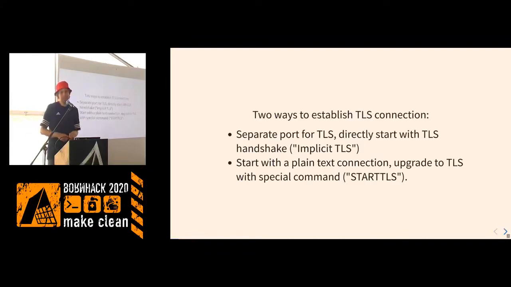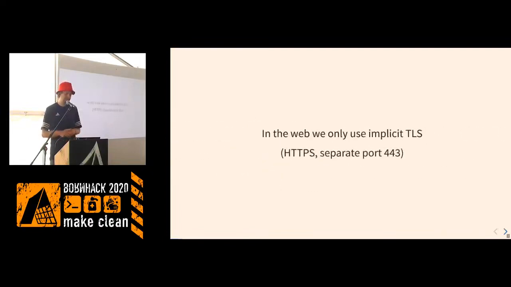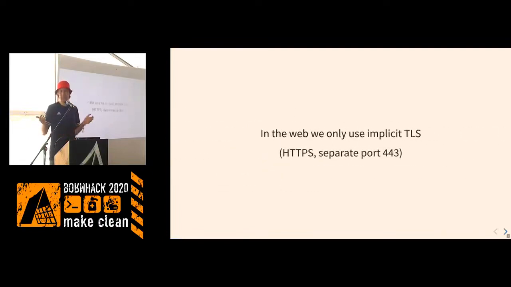And then there's this other way, which is called StarTLS, where you have a protocol that is plain text, and then you have some mechanism where you can upgrade this plain text protocol into an encrypted and authenticated protocol. And in the web, we only use the normal implicit TLS mode, where we have HTTPS, which is on a separate port, port 443. So in the web, this StarTLS thing doesn't exist.